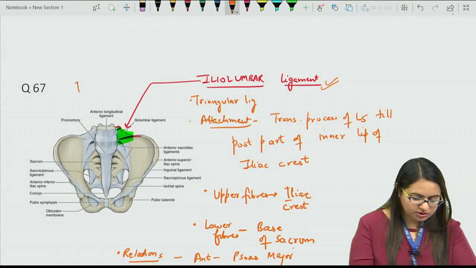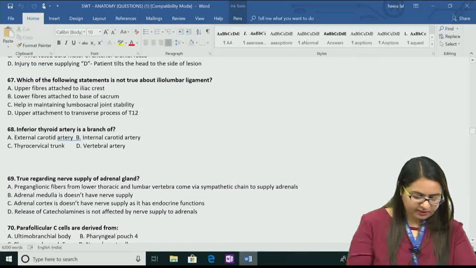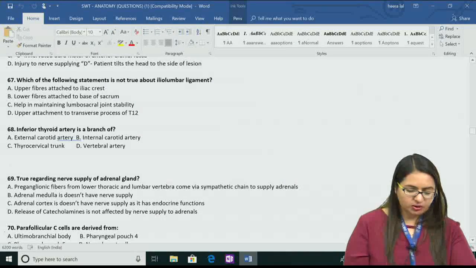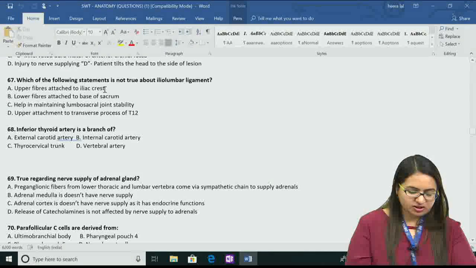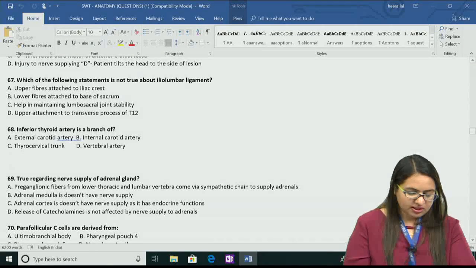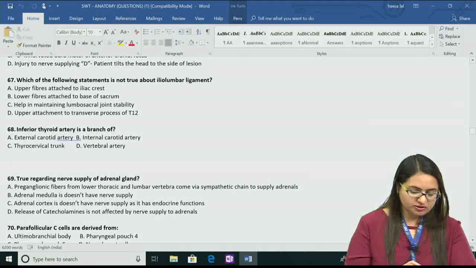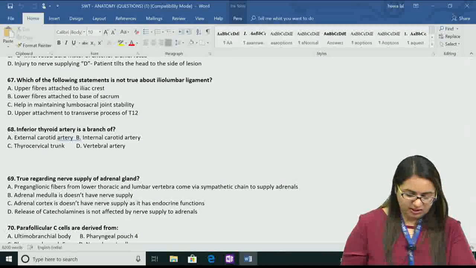The answer for this question is D. Now if you come back to this question, the question says which is not correct. The upper fibers are attached to the iliac crest and the lower fibers are attached to the base of the sacrum. This is correct. They help in the maintenance of lumbosacral stability. This is also correct. And option D, which is not correct, says the upper attachment is to the transverse process of L5. So the answer for question number 67 is D.